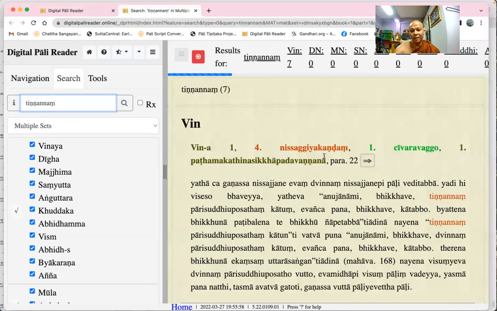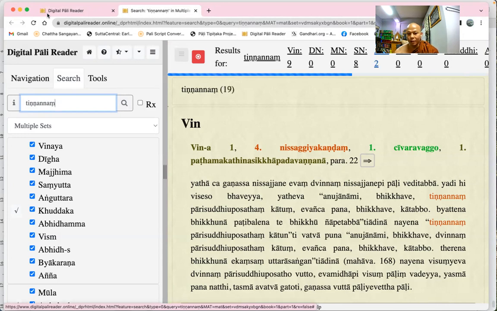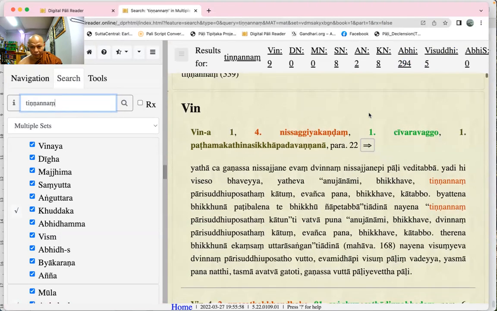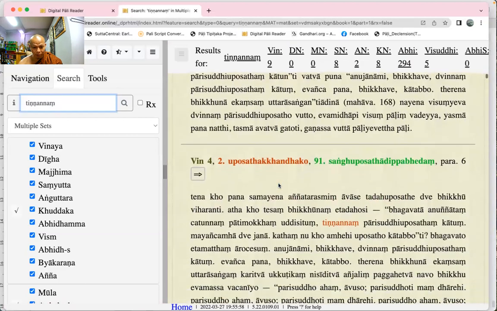In the Dibidaka, we need a commentary, and the Angodra Nikaya and Sayuddha Nikaya, and Kodaka, and Vidama, and many. Okay, so in the Vinaya, all of them come from the commentary.